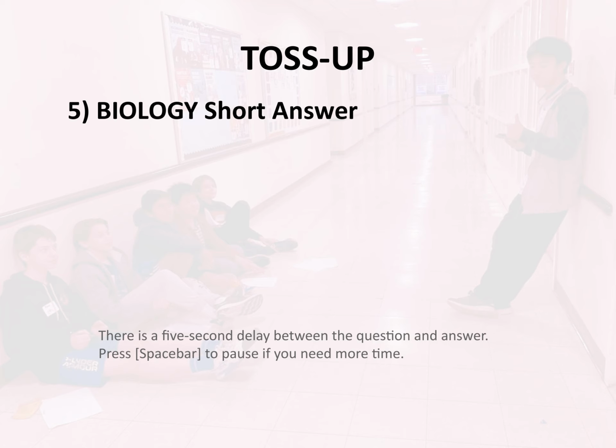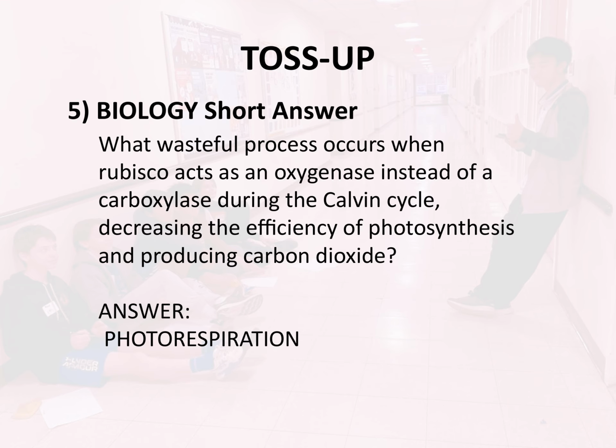Toss-up 5. Biology. Short answer. What wasteful process occurs when rubisco acts as an oxygenase instead of a carboxylase during the Calvin cycle, decreasing the efficiency of photosynthesis and producing carbon dioxide? Answer: Photorespiration.